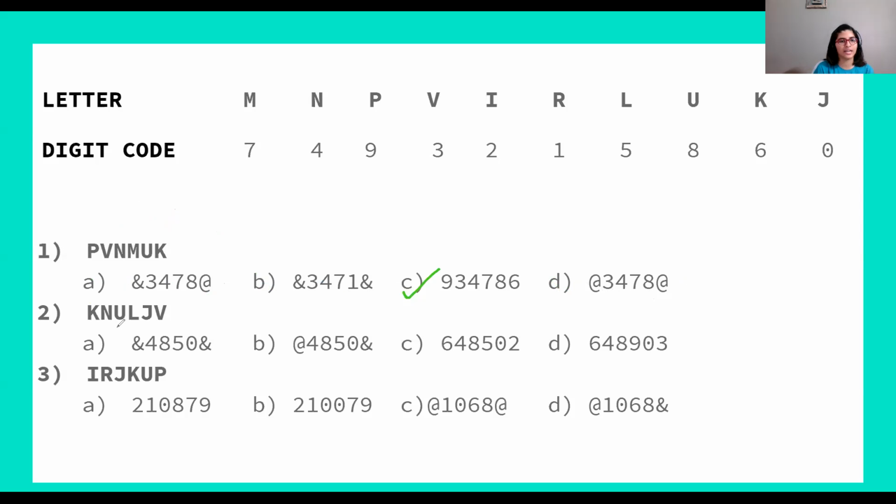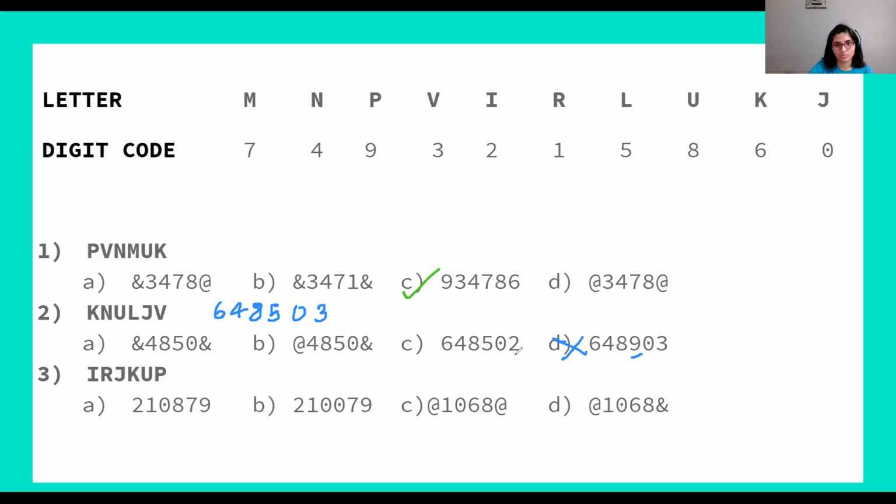Now next is K and ULJV. For K it is 6, N is 4, U is 8, L is 5, J is 0, and V is 3. We do not have the right number code for this one because here it's 9, but it should be 5, so it's wrong. It's not the answer.